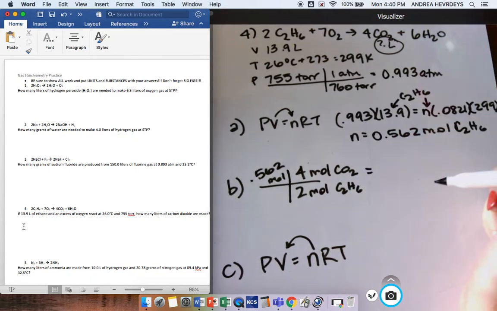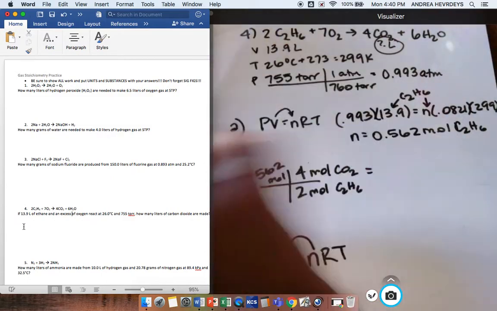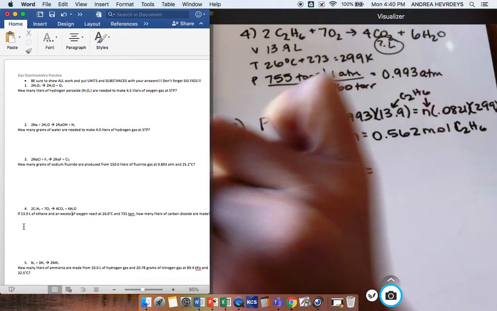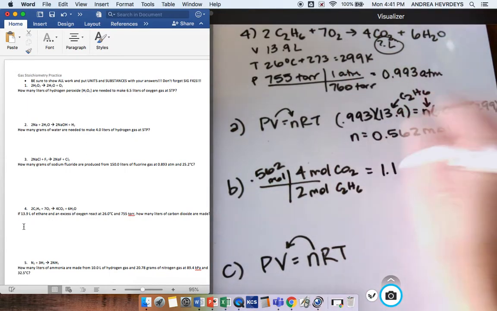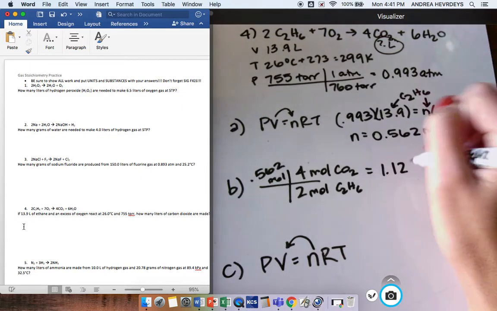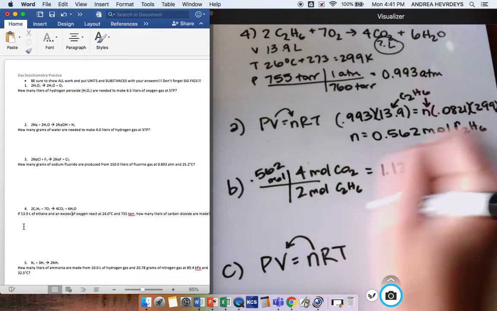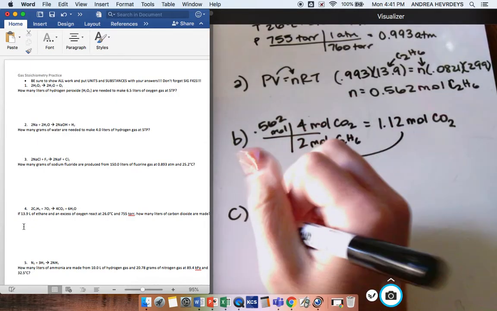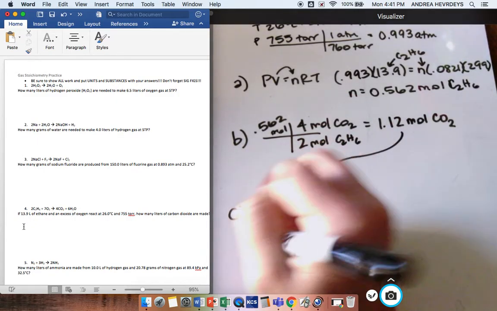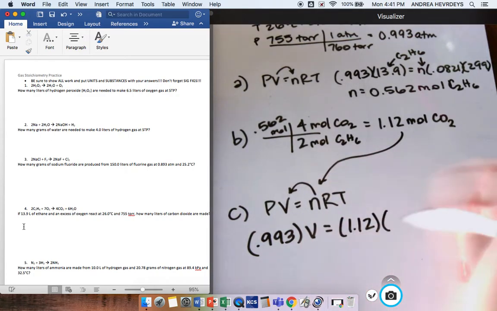So to switch substances, I always have to do a mole ratio. So I'm going to times 4 divided by 2, or you could just multiply by 2. I mean, it's really up to you. So 1.12 moles of carbon dioxide are how many moles I produce. Now I'm going to plug that back into PV equals nRT. My pressure is still 0.993, but this time I want the volume of carbon dioxide, knowing that my moles are greater due to my mole ratio.